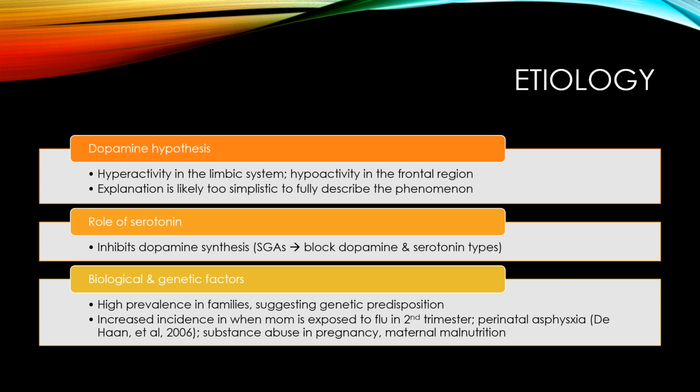High prevalence in families suggests a genetic predisposition. Increase in incidence when mom is exposed to flu in the second trimester, perinatal asphyxia, substance abuse in pregnancy, and maternal malnutrition.